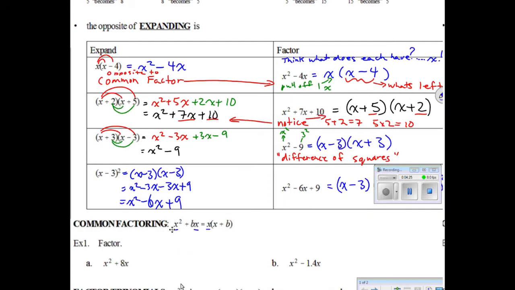When we're talking about common factoring, we have this thing, x squared plus bx, right? And all we're doing is pulling off an x and then telling me what's left over. So if you look at this problem here, I could write x squared as x times x, and I could write this as just 8x. Both of them have an x, so I could pull off an x from both of them. So what's left over would be x and 8, and that's what's happening here, essentially.